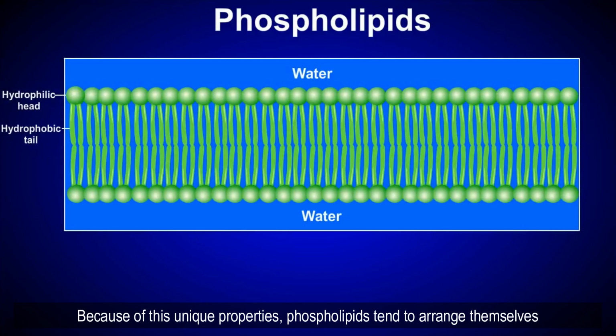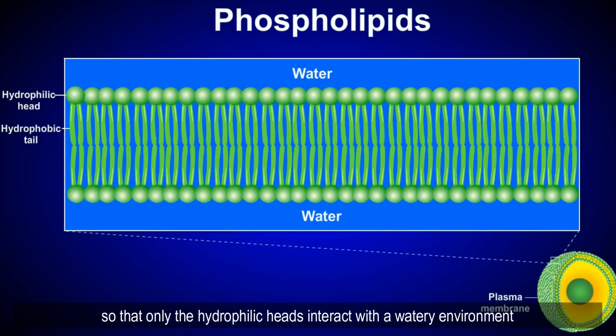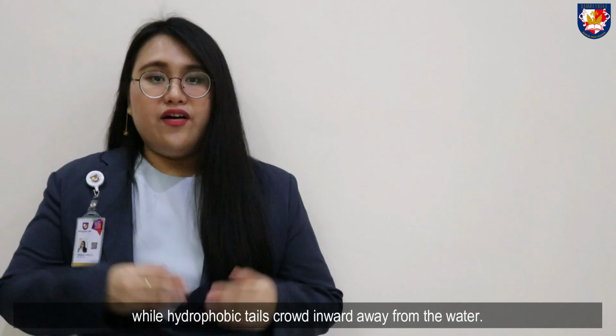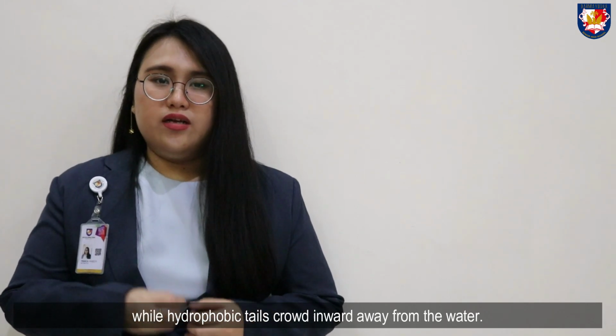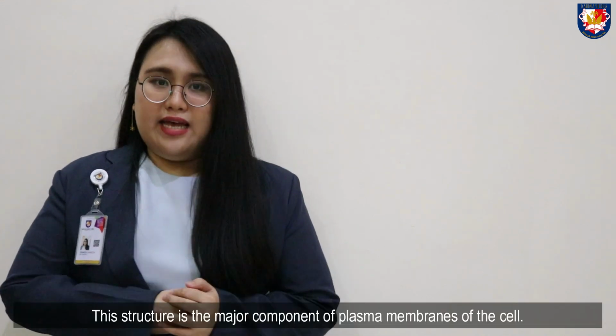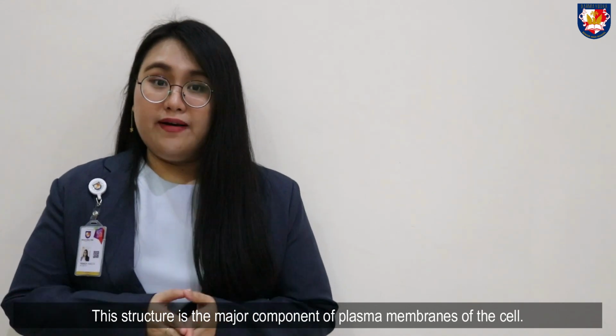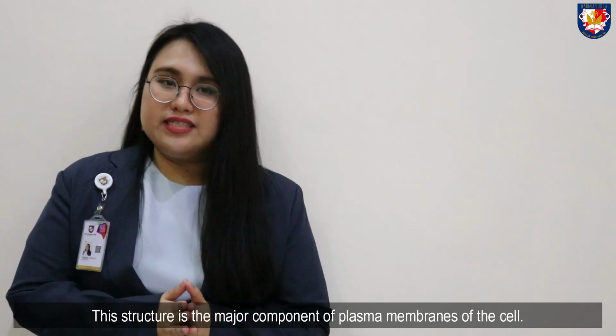Because of these unique properties, phospholipids tend to arrange themselves so that the phosphate head will only interact with water, while the fatty acid tails will curl inwards away from the water molecules. And phospholipids are an important component of the plasma membrane of cells.